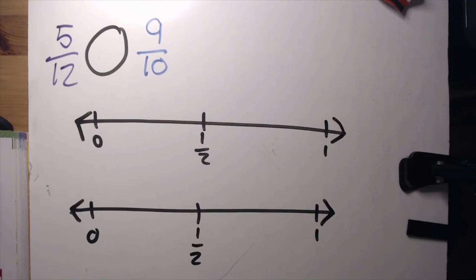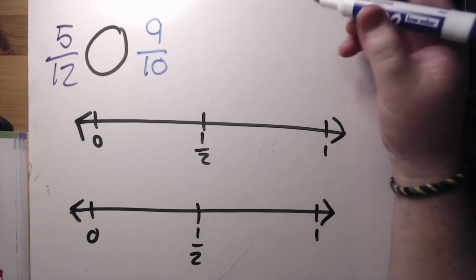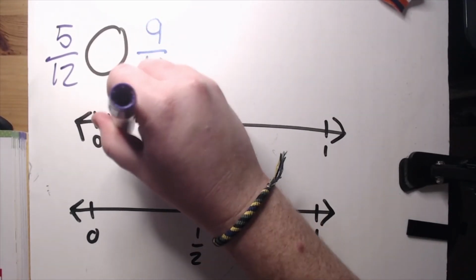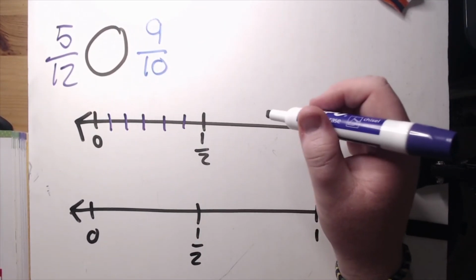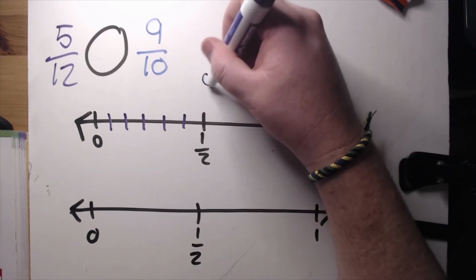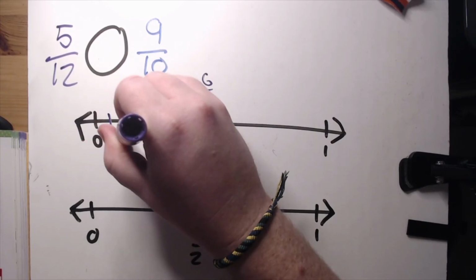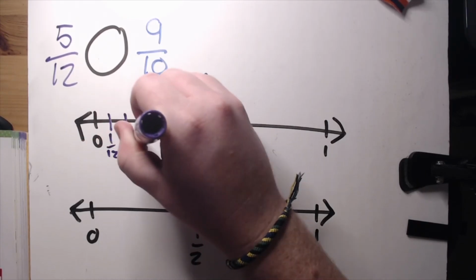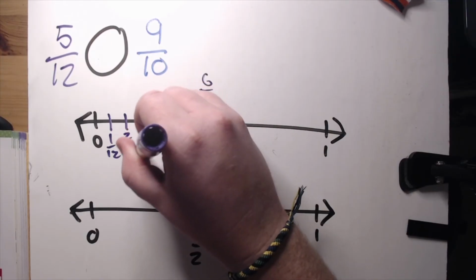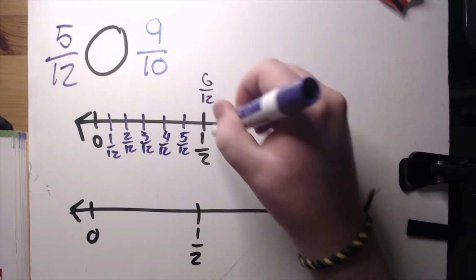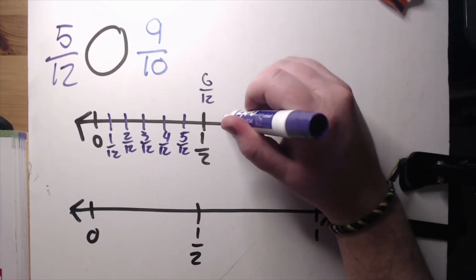So our first line, we're going to split up into 12ths. So I'm going to use purple, because I use purple to write the number, and we're going to represent it that way. So I know to get this into 12 equal pieces, I need to do 1, 2, 3, 4, 5. And then this is actually 6/12. So look, we have 1/12, 2/12, 3/12, 4/12, 5/12. And this will be 6/12, so I'm going to put that right on the half.